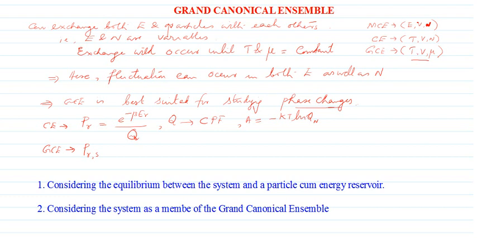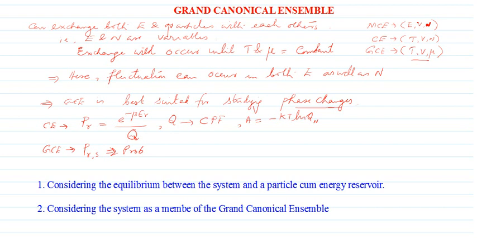I'm just writing P_RS. So P_RS is the probability that we are going to calculate. Instead of P_R in the canonical ensemble, in the grand canonical ensemble we will be calculating a similar quantity known as the probability P_R,S. It means there are two conditions here, R and S.